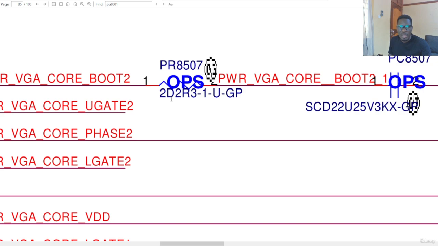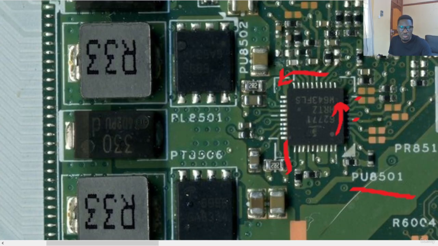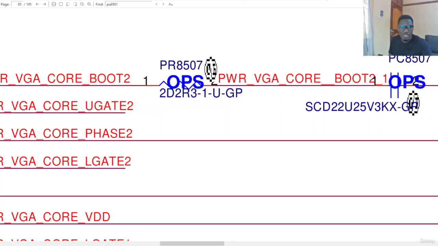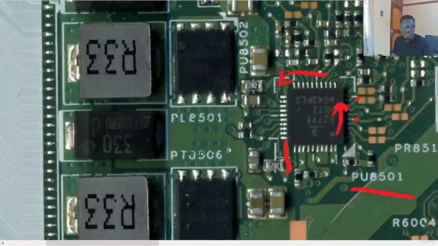Remember, this chip had a number which was 20 on top of it. Let's go back. You saw that it was called 2R2. Now in the schematics, it is called 2D2R31. So there are some similarities, and this one shows the rating of that resistor. The name of the resistor is called PR838507. However, because of the size on the motherboard, they didn't have to write that there.